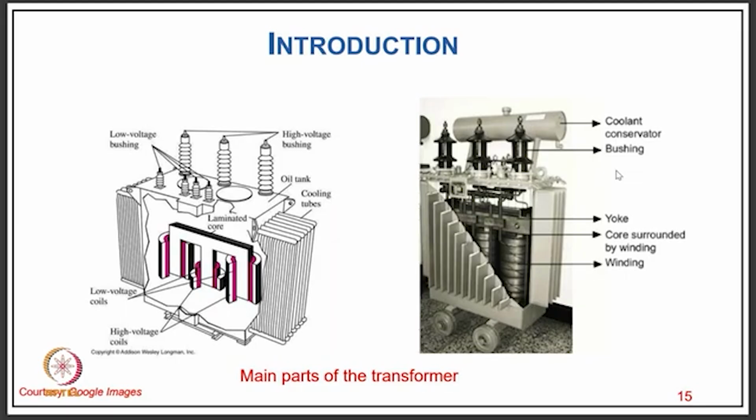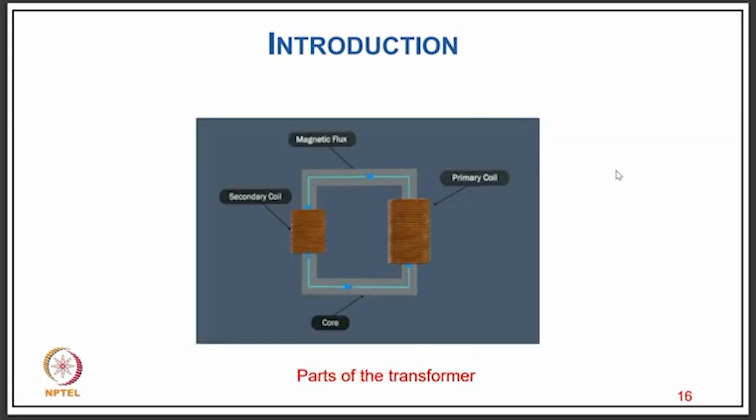So you can just see again the different main parts of the transformer here. As you see in the cross section, you have typically the core. Closer to the core is the low voltage winding, and then we have the high voltage winding after the insulation, so that the cost of insulation is reduced. And then of course we have a yoke, a core surrounded by winding, then we have a bushing, and we have a coolant conservator.